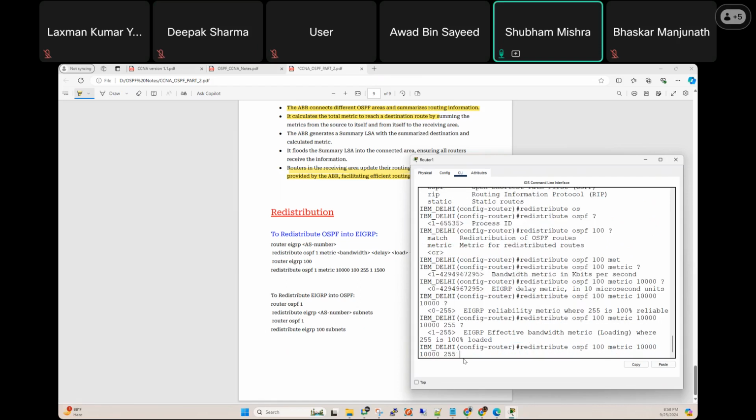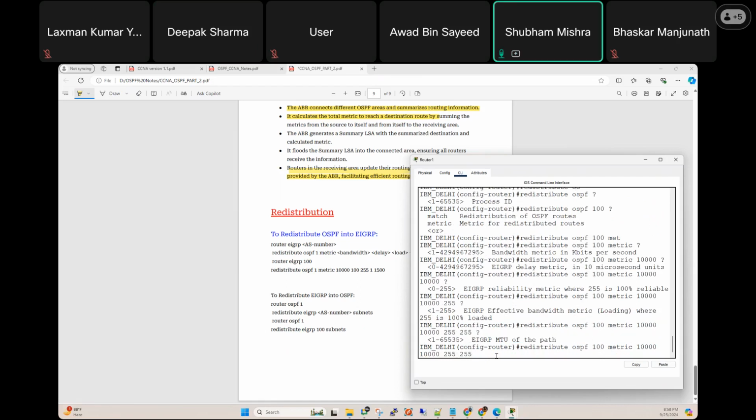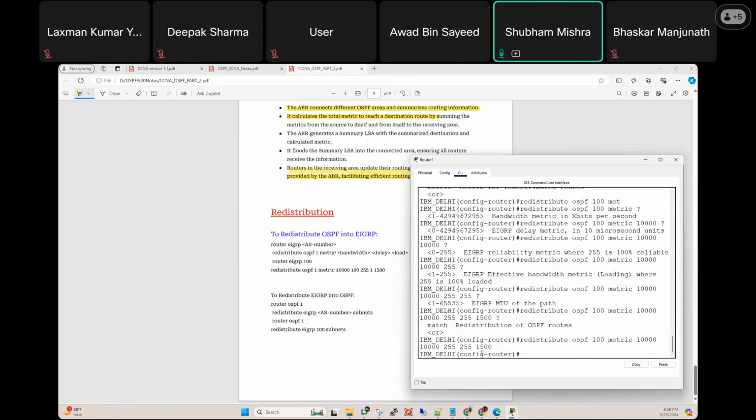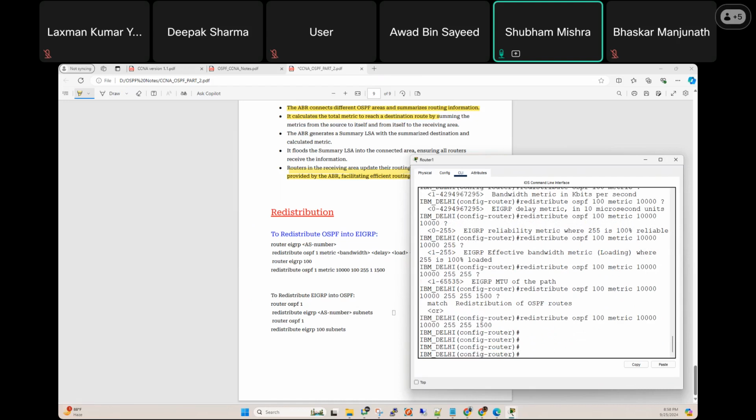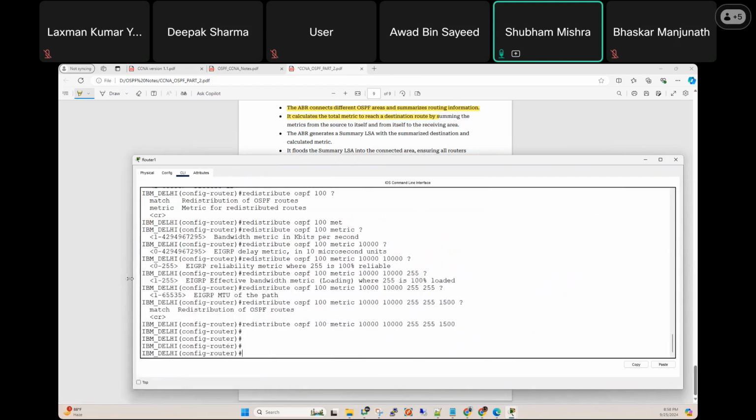Again, I press the question mark. What am I getting? Load. What is the range? 255. I am writing 255. Are you getting my point, everyone? Again, I press question mark. It is telling me to define MTU. By default, MTU is 1500. So I am writing 1500. Again, press question mark. Nothing. I press enter. Getting my point, everyone? So basically, this is the final command I run here to redistribute OSPF routes into EIGRP.